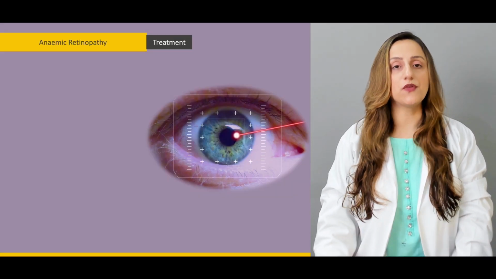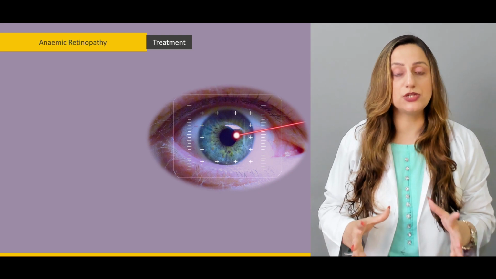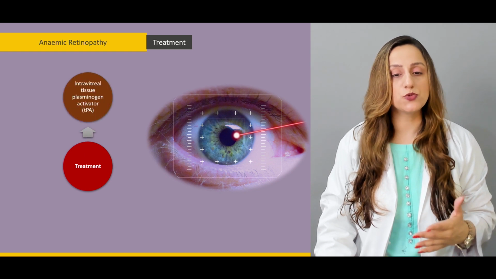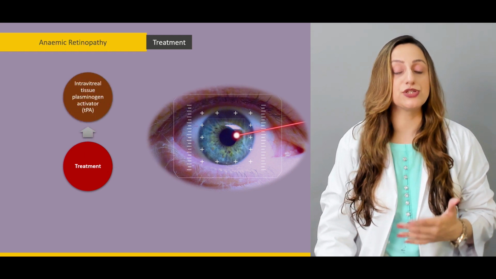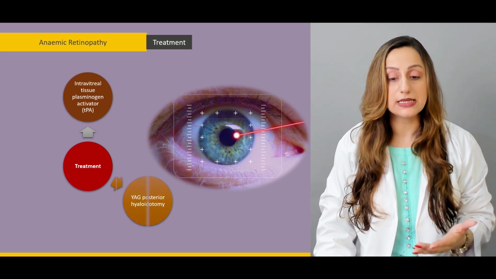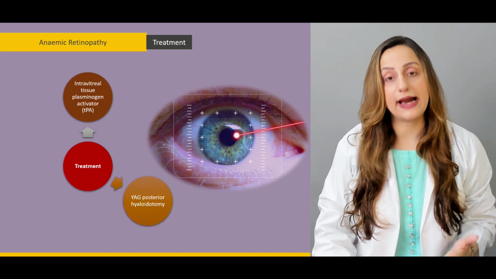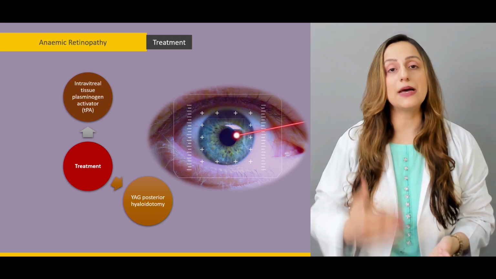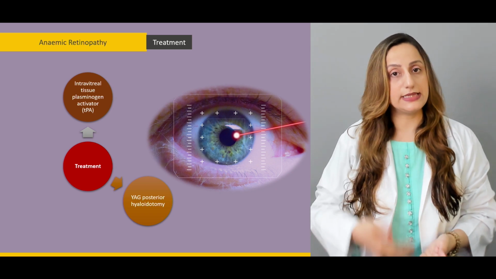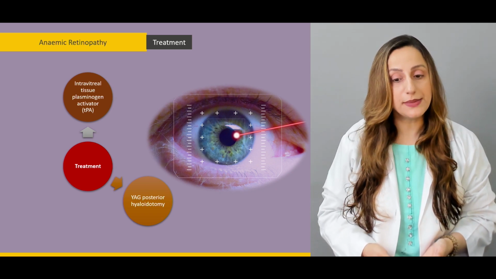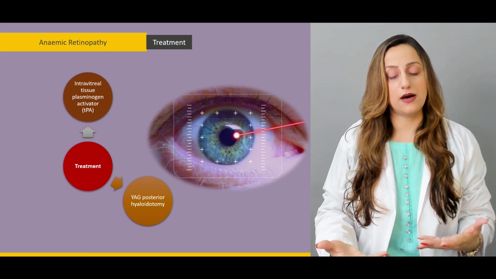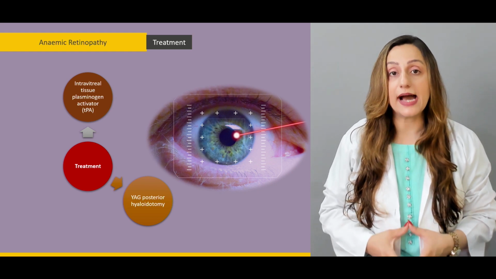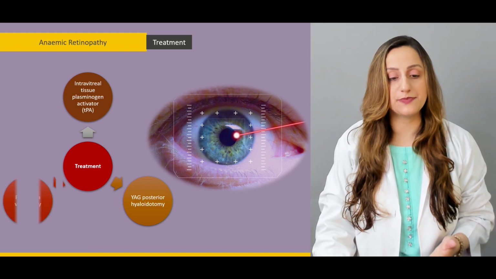The treatment would be, of course, directed towards the treatment of the anemia in these individuals. Obviously, the treatment would be the intravitreal tissue plasminogen activator in a lot of patients. Then you can also perform the YAG posterior hyalodotomy. So it can be subhyaloid hemorrhages that are seen in these individuals of the anemic retinopathy, and to cover up those subhyaloid hemorrhages, you're going to perform the YAG posterior hyalodotomy in these patients.